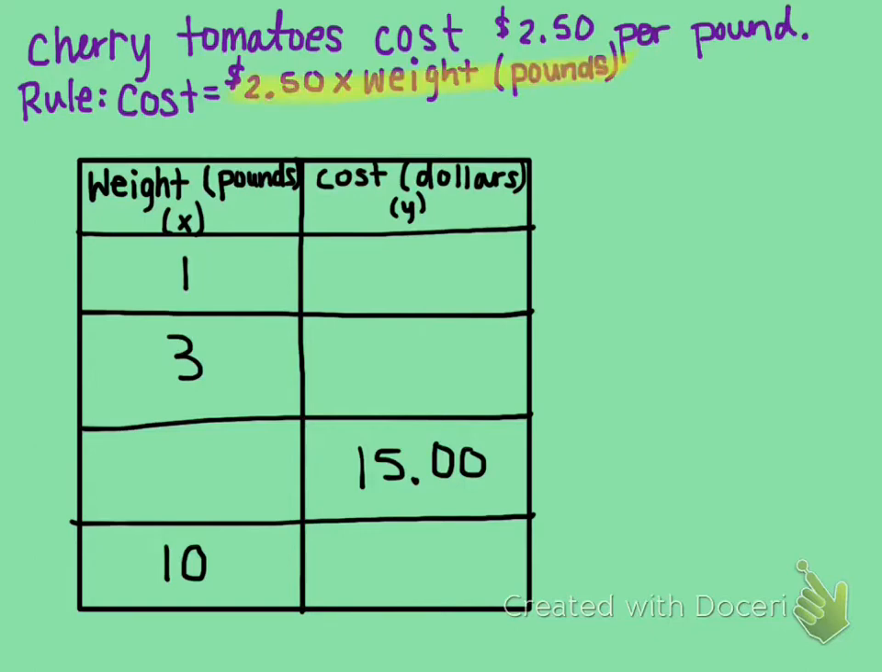So we are going to take the weight in pounds times $2.50. For the first row, we have 1 times $2.50. And that's just itself, so we get $2.50. The next one is 3 times $2.50.